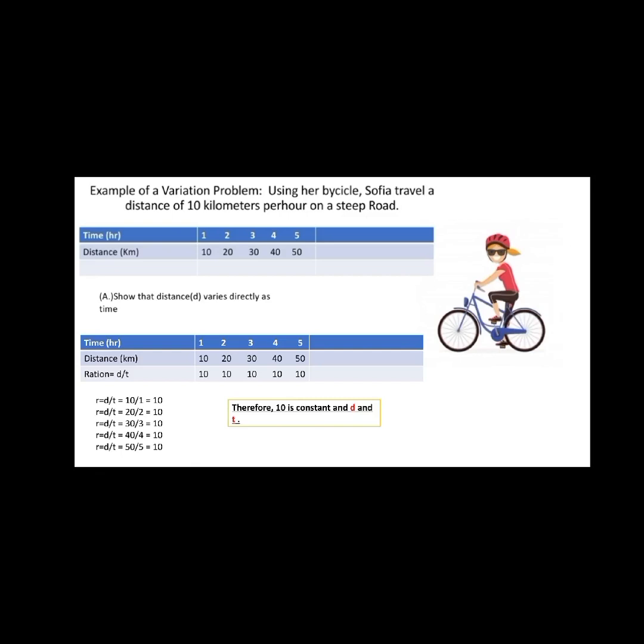The first thing that we will be doing is to find the ratio of each. The formula for finding the ratio is: ratio equals distance divided by time. So we will be dividing the distance by the time that Sophia traveled. So it will be 10 divided by 1 equals 10, 20 divided by 2 equals 10, 30 divided by 3 equals 10, 40 divided by 4 equals 10, and 50 divided by 5 equals 10. Therefore, 10 is constant and distance varies directly as time.